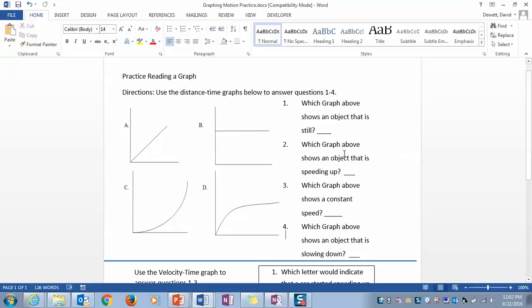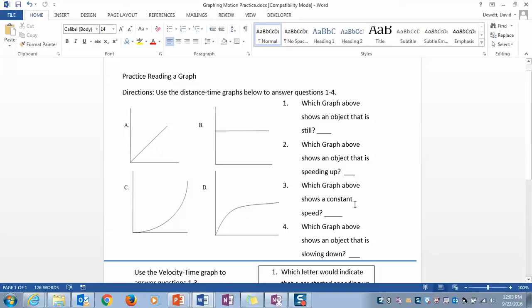Number 2, which graph above shows an object that is speeding up? Well, technically, there are several graphs that you could answer this. A, C, those are both speeding up, okay? We would probably go with C, though, because this one is speeding up and getting faster and faster and faster. So here I'm going a certain speed, but now I'm getting faster and faster with time. So I'm actually increasing my acceleration.